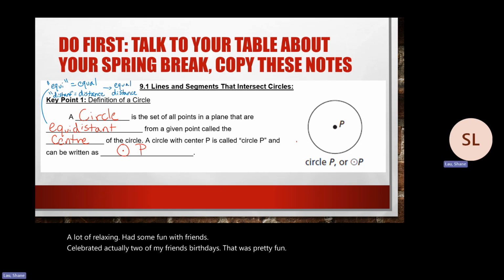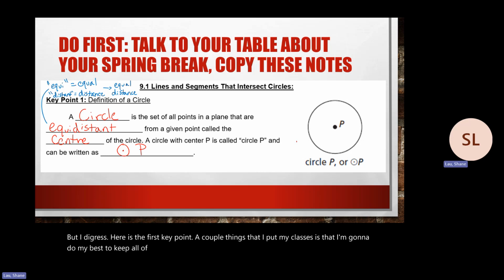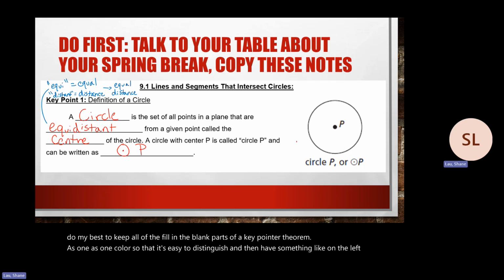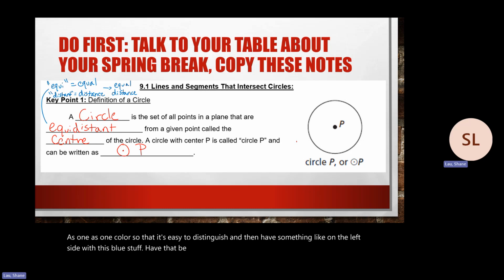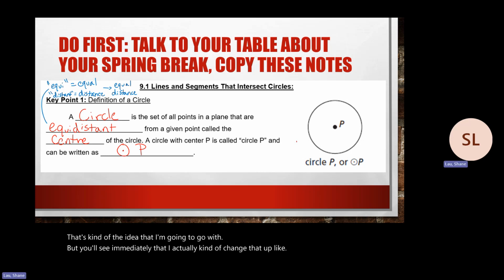But I digress. Here is the first key point. A couple things that I told my classes is that I'm going to do my best to keep all of the fill in the blank parts of a key point or theorem as one color, so that it's easy to distinguish, and then have something like on the left side with this blue stuff, have that be there for words that we may not know. That's kind of the idea that I'm going to go with. But you'll see immediately that I actually changed that up pretty much immediately. So you'll see what I mean. But here are the notes.